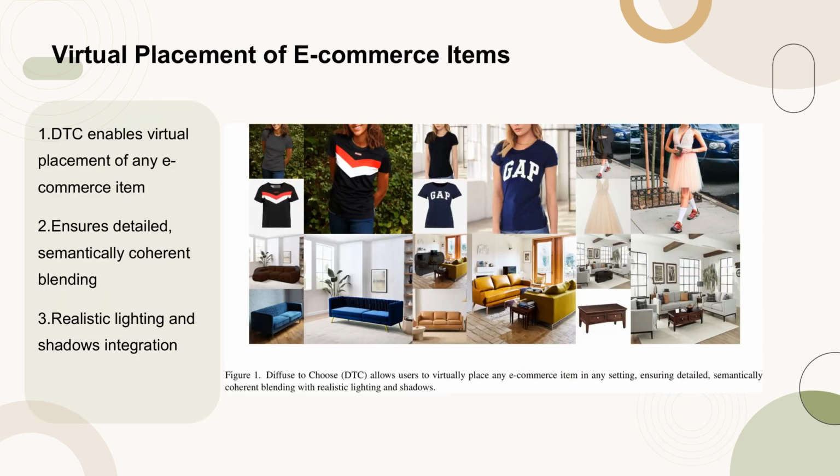Figure 1 illustrates the capabilities of Diffuse to Choose, DTC, a system that allows users to virtually place any e-commerce item in any setting. The key feature of DTC is its ability to ensure detailed and semantically coherent blending of the item with the background, including realistic lighting and shadows. This technology enhances the online shopping experience by providing a more immersive and accurate visualization of products in various environments.